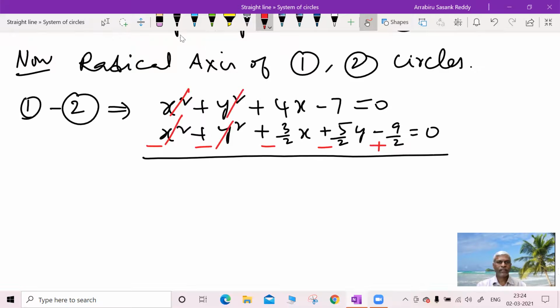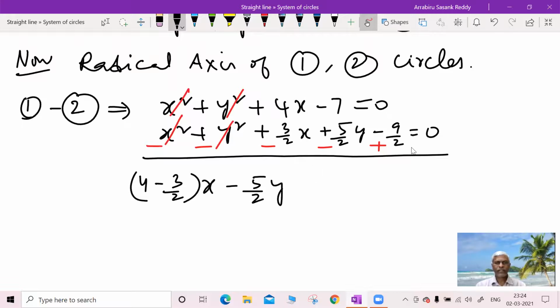x² y² will get cancelled. 4x minus 3/2x. 4 minus 3/2x, and only y term is not there. Minus 5/2y and constants minus 7 plus 9/2.